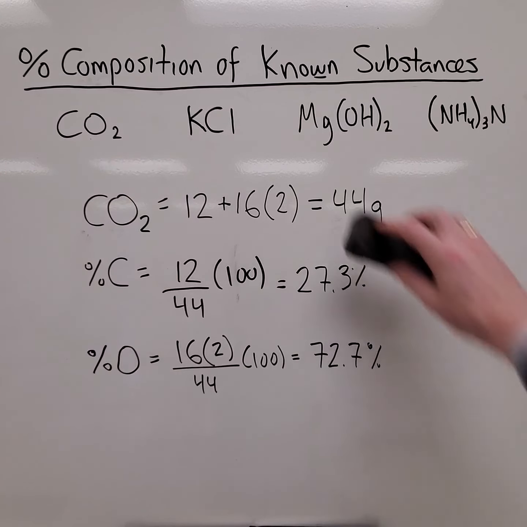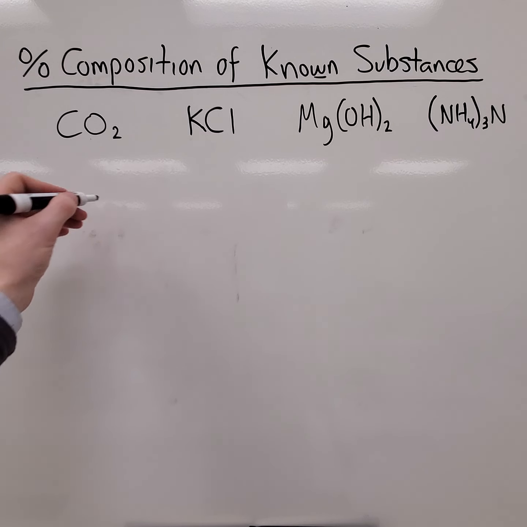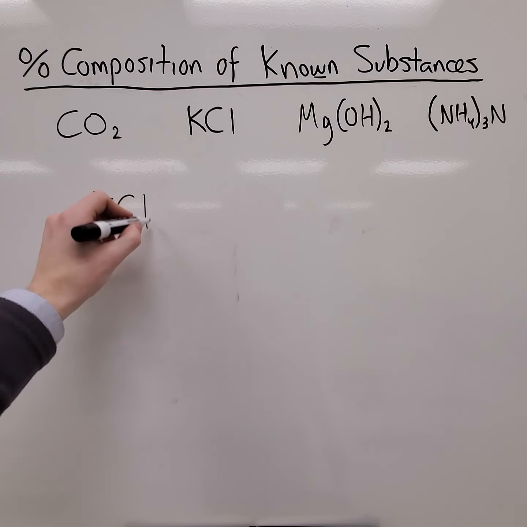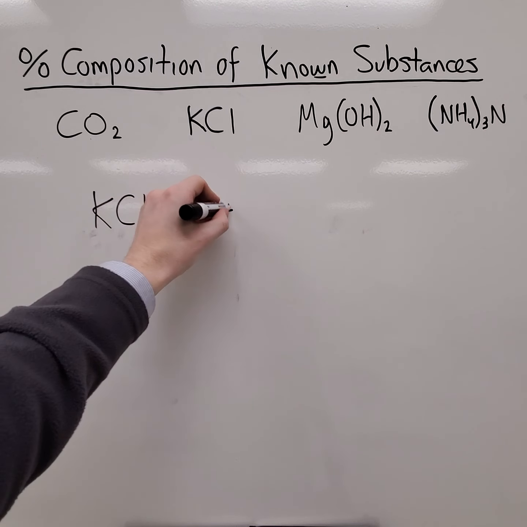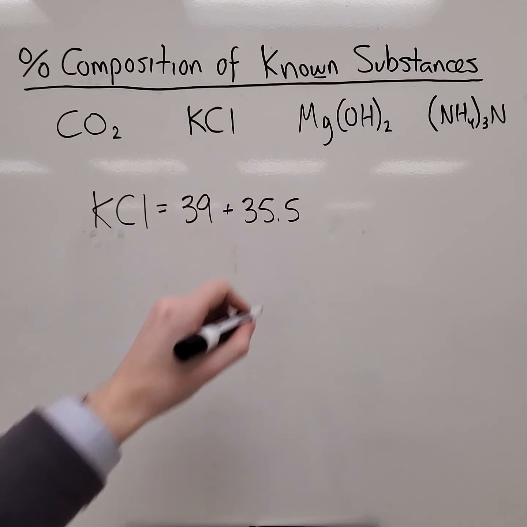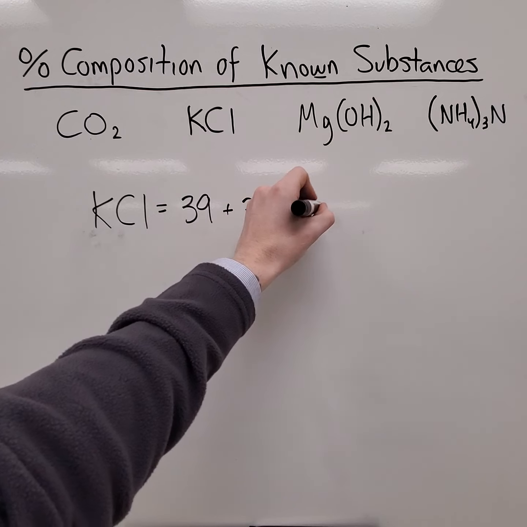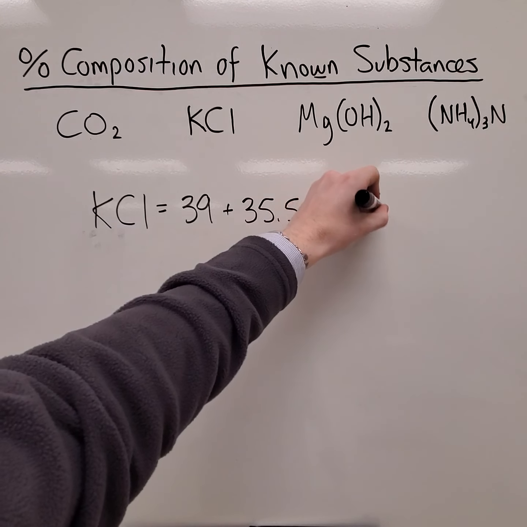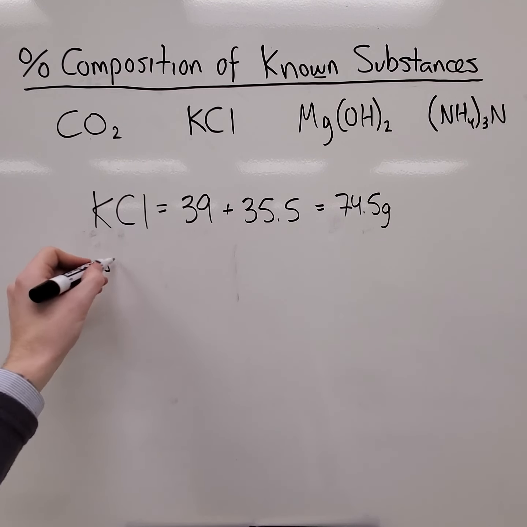Now let's try KCl. For KCl, we start exactly the same way. Potassium is 39, and chlorine is 35.5. And that whole thing adds up to 74.5 grams per mole. Let's see about K.